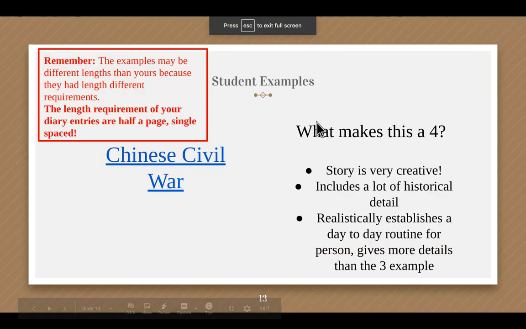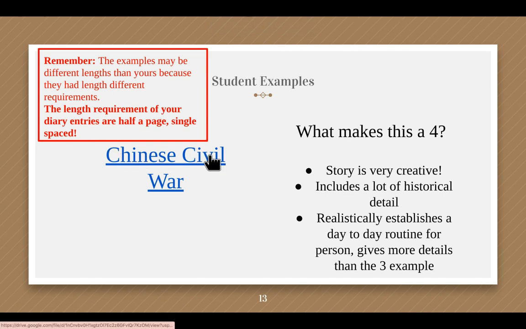Just a reminder that the length requirement of your diary entries is half a page each, single-spaced, okay?